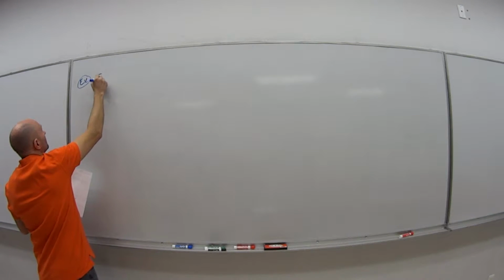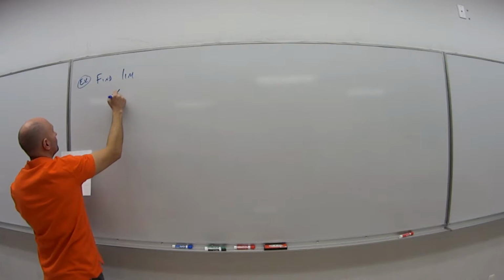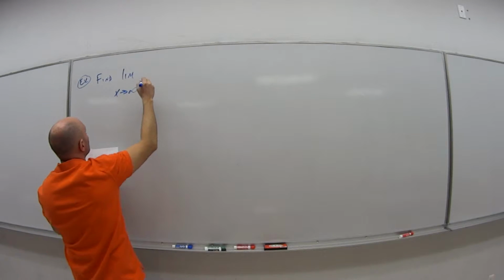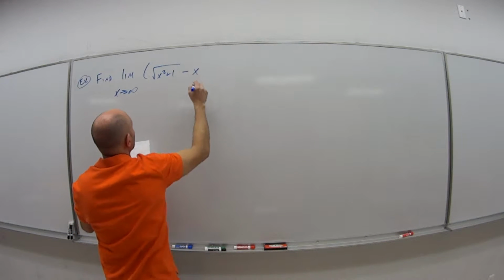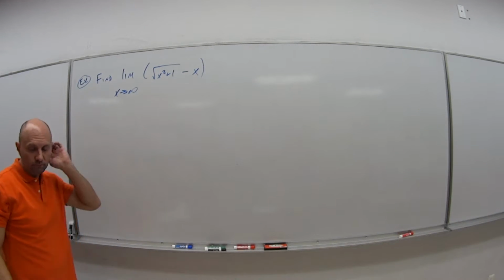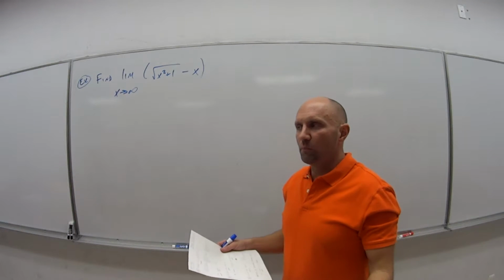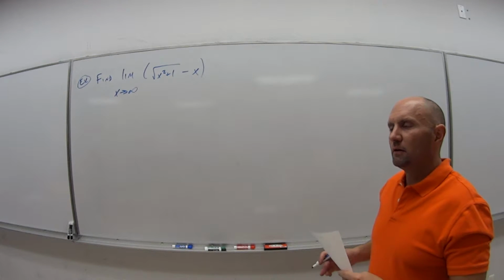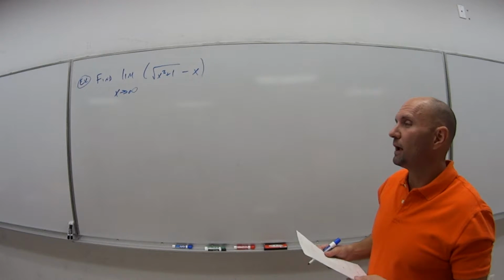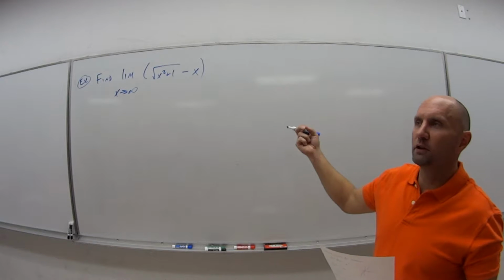So this one here, I want to find the limit as x goes to infinity of the function square root of x squared plus 1 minus x. Again, we've been trying to get to some point where as we plug in infinity, it makes the value go to 0. If we have a denominator with the infinity, but we don't have a denominator here. So what can we do?